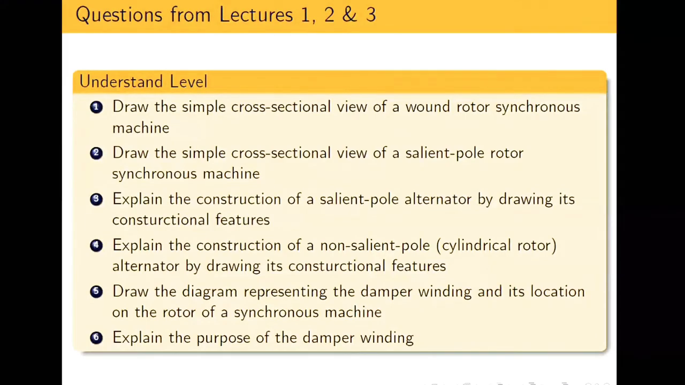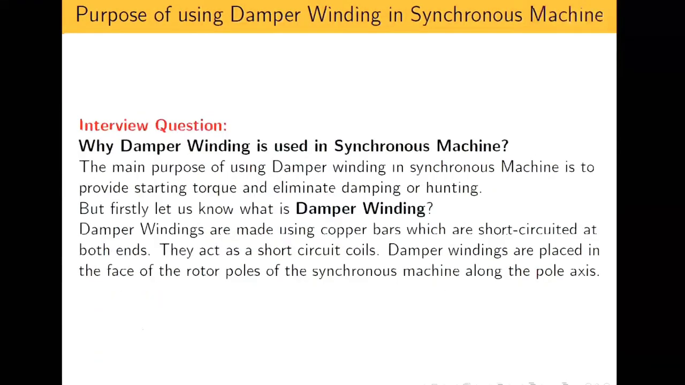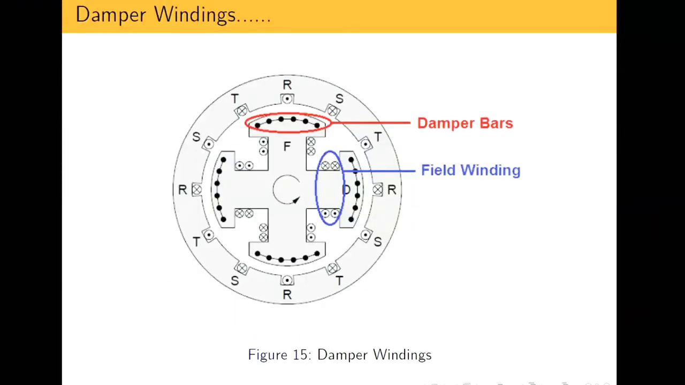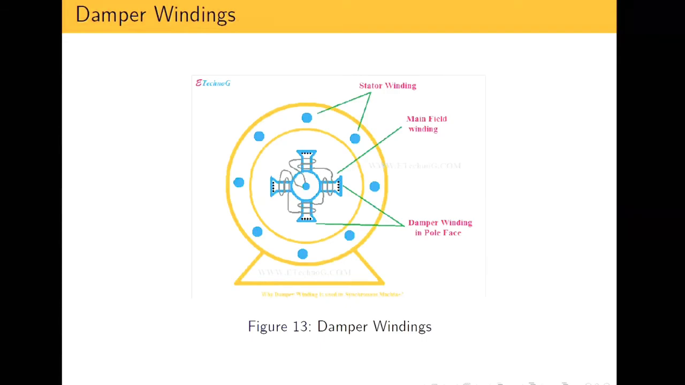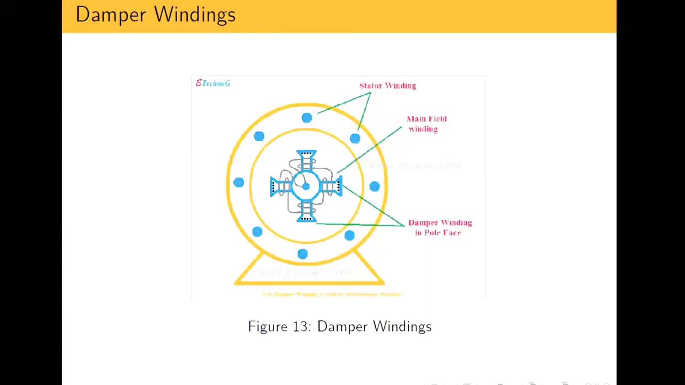Yes, and the fifth question: draw the diagram representing the damper winding and its location on the rotor of a synchronous machine. Here we have a lot of diagrams. So this is one damper winding, this diagram you can draw, or this one, or this one. You can draw any of these diagrams, and the location of the damper windings also.